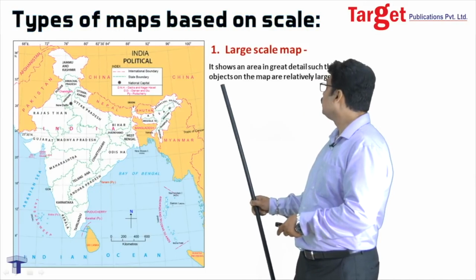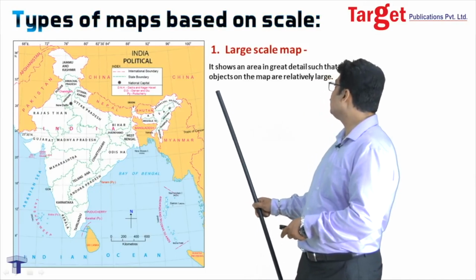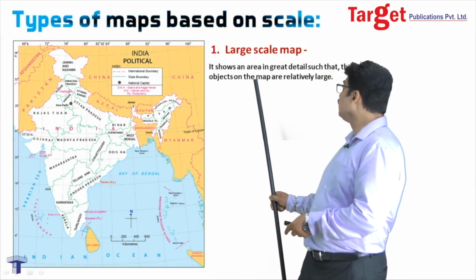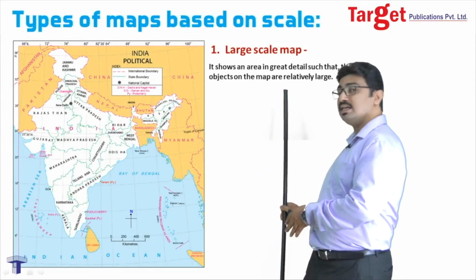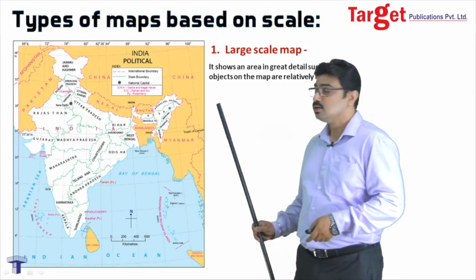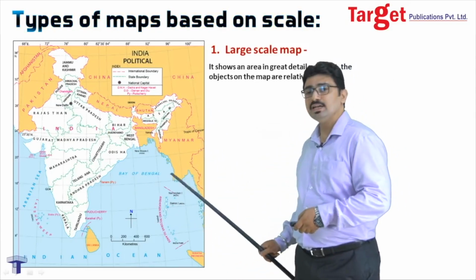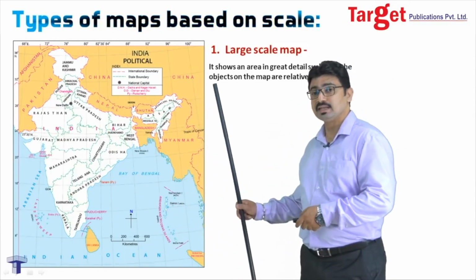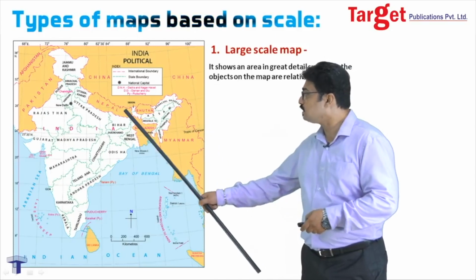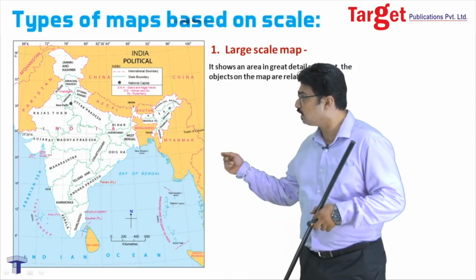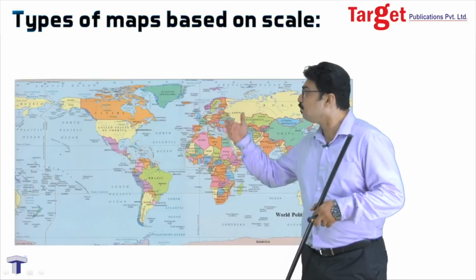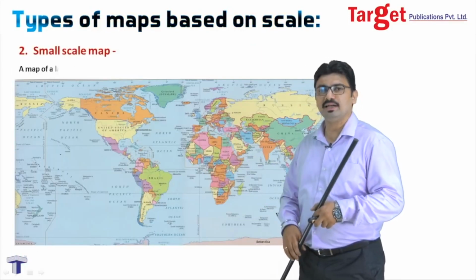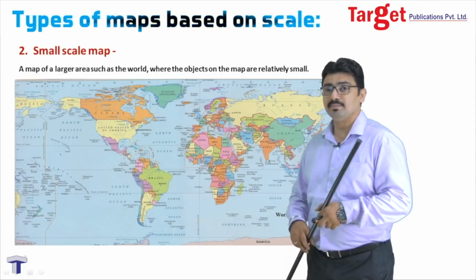As we see, the definition is it shows an area in a greater size where the objects on the map are easily seen, right? We can see all the details. Here we can see the state boundaries, the international boundary of the country, the capital city, the seas, the neighboring countries. Everything can be seen clearly in a large scale map.